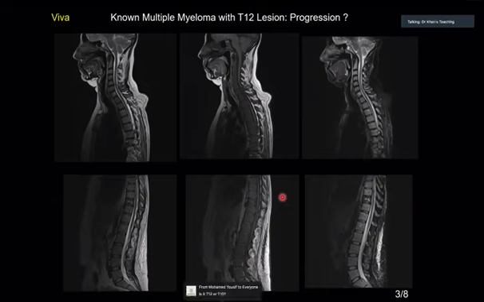And what are your comments on the stir sequence? This is the stir. This is the T1. This is the T2. So what are your comments on the stir sequence? There's some high stir signal, I think, at the lower cervical spine. Rest of the spine is normal. No? Well, I think the rest of the spine is abnormal. Abnormal. Good.